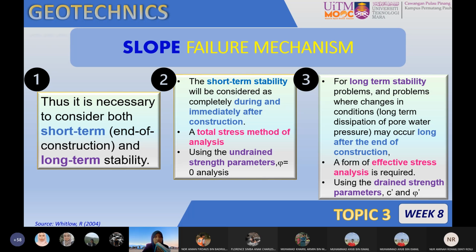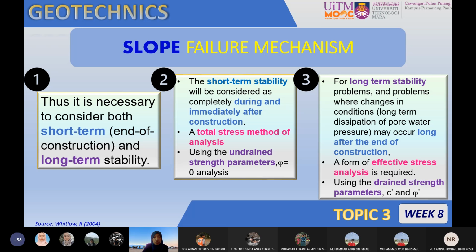So to the end of this slope failure mechanism, what we can conclude from here is that it is necessary to consider both the short-term, at the end of construction, and the long-term stability. The short-term stability will be considered as completely during and immediately after construction. Thus, we have to use the total stress method in analyzing the slope stability by using the undrained strength parameter. And if we are involved with a cohesive material, the phi, the internal friction angle, is equal to 0.